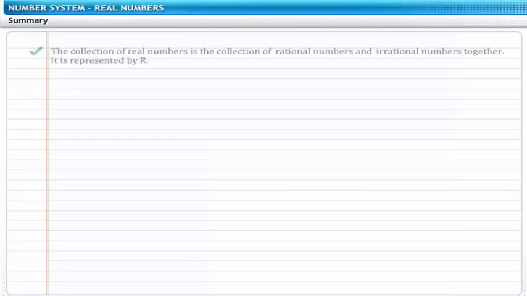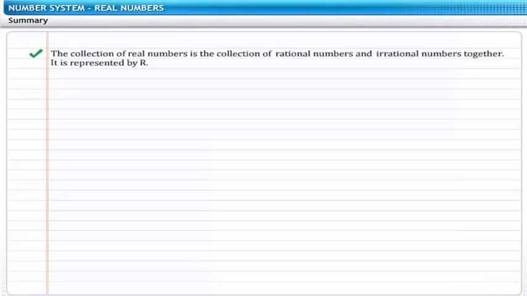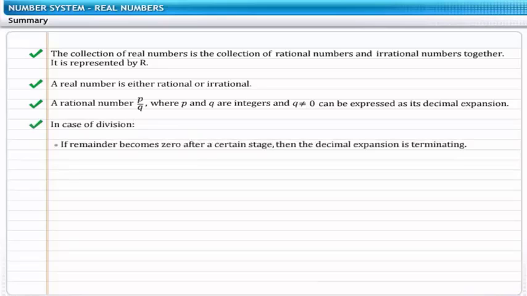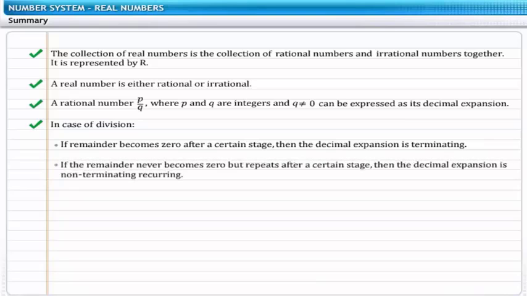Let's recap. The collection of real numbers is the collection of all rational numbers and irrational numbers together. It is represented by the capital letter R. A real number is either rational or irrational. A rational number can be expressed as its decimal expansion. In case of division, if remainder becomes 0 after a certain stage, then the decimal expansion is terminating. If the remainder never becomes 0 but repeats after a certain stage, then the decimal expansion is non-terminating recurring.